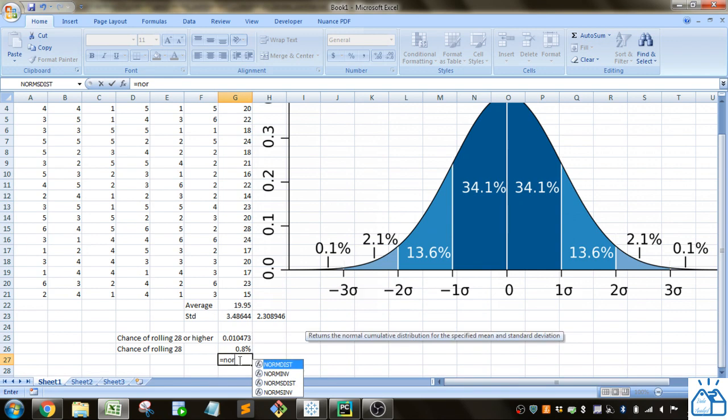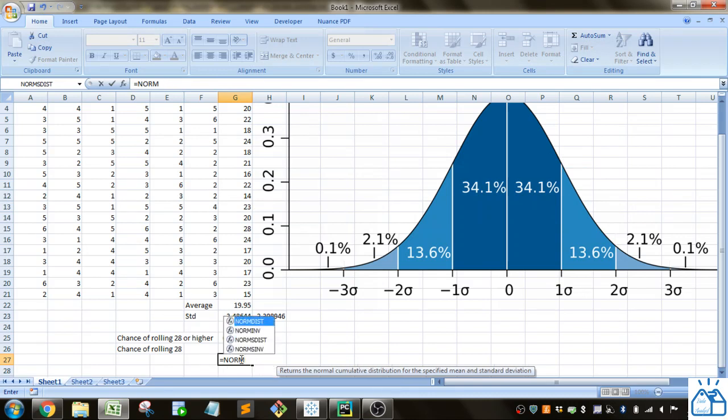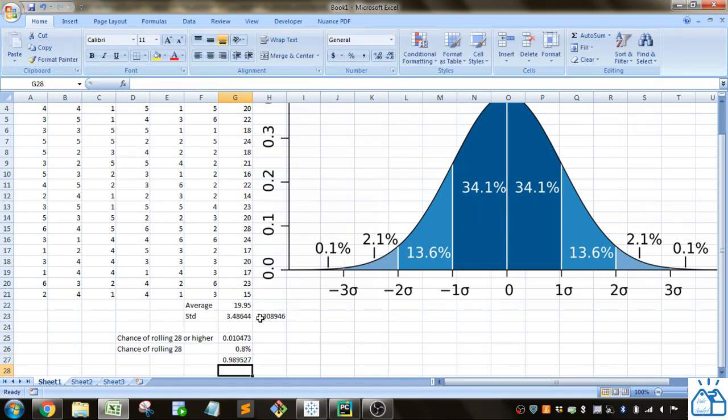So if we do NORMSDIST, sorry, I wanted NORMSDIST with an S, and then we use that z-value that we just calculated, and you can see it's that, but we want 1 minus that, and you can see we have the same number as here. So it gives you the same values, just whether you want to use a z-value or you want to put in the average and standard deviation.